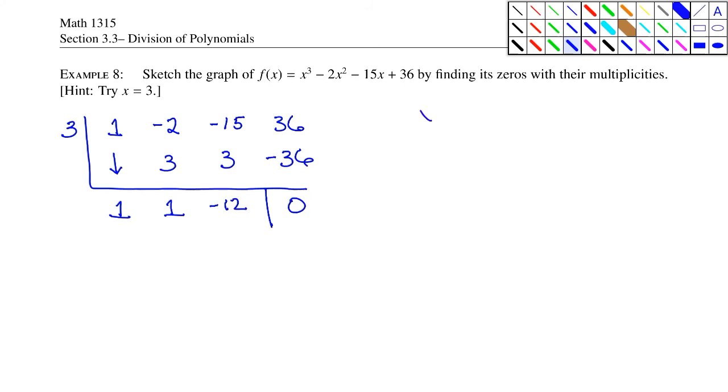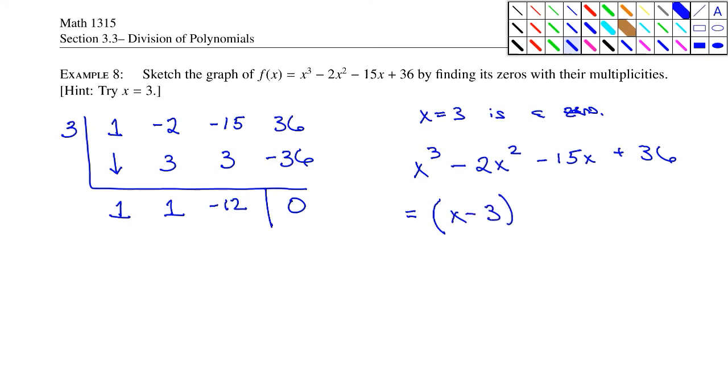So x equals 3 is a 0. We don't know what its multiplicity is yet because we haven't found the other zeros. But we now know that x cubed minus 2x squared minus 15x plus 36 factors as x minus 3 from this factor of a 3, and reconstituting these numbers back into a polynomial, x squared plus x minus 12.